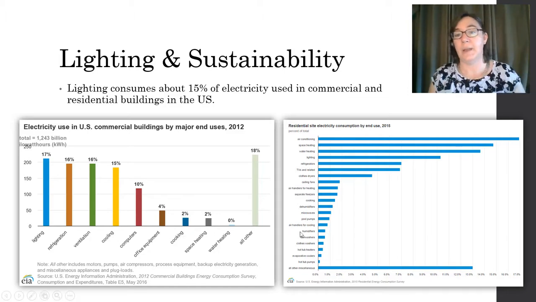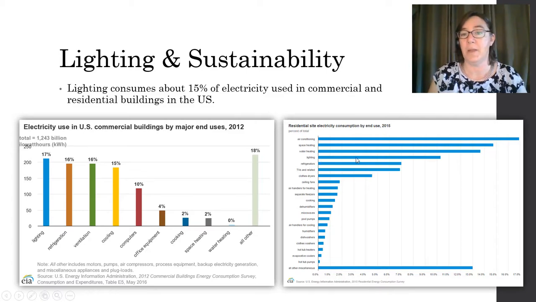On the right-hand side, we see residential electrical use, and lighting is one, two, three, four down from the top here. Sorry, I know that's very small. And it's this piece right here, which is roughly 11% of the building's use, only exceeded by HVAC, so heating, air conditioning, and also in this case, water heating.